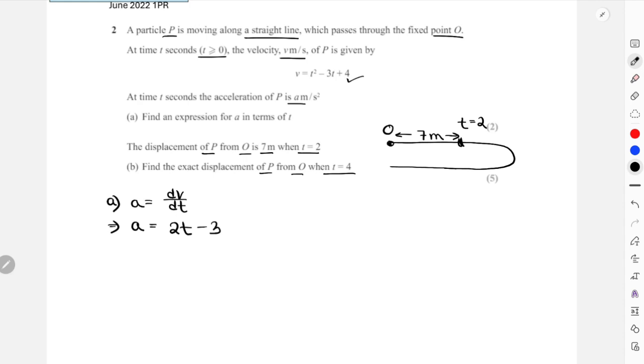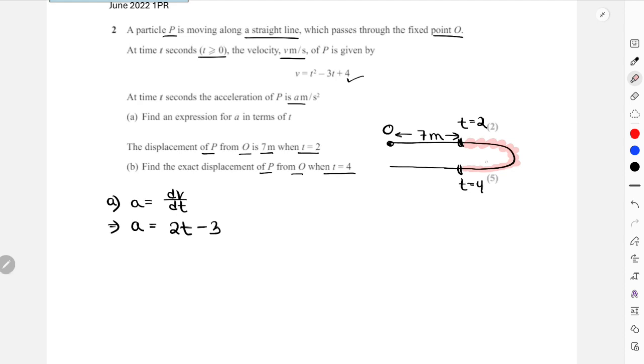And now they want to find out the exact displacement of P from O when t equals 4. So when t equals 4, I actually want to find out the distance traveled between these next 2 seconds. t equals 4 means that from this second, t equals 2, maybe over here this is t equals 4. I want to find out the distance in between them.